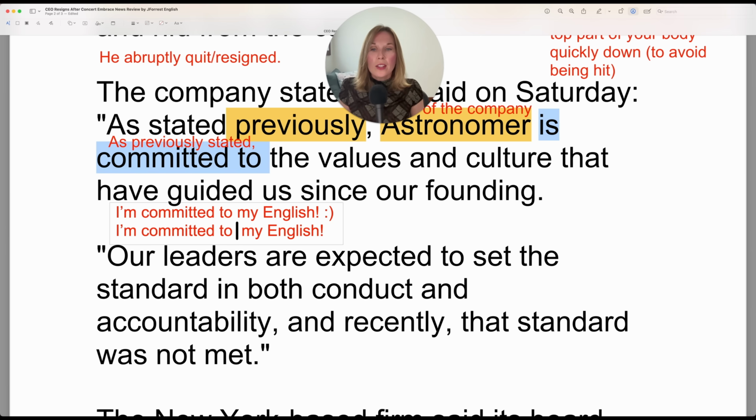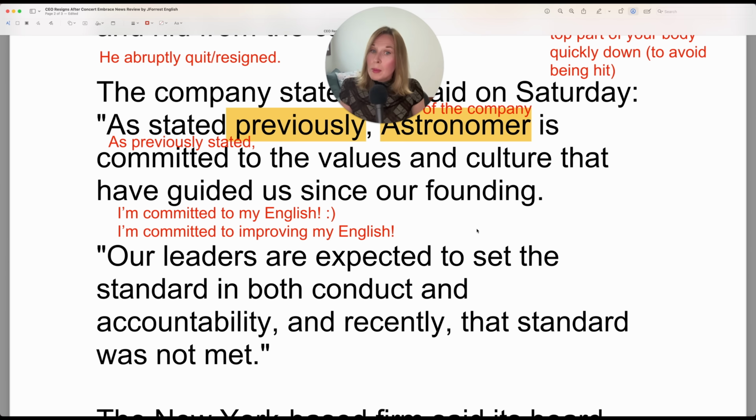Here's the first one I thought of. I'm committed to, complete it, improving. I'm committed to improving my English. This expression requires the gerund verb. Yes, you can use a noun, but if you want to use a verb, you must use the gerund verb, because to is a preposition, part of the expression, and you must use the gerund verb after prepositions. I'm committed to improving my English. Does that describe you? If it does, put that's right in the comments.